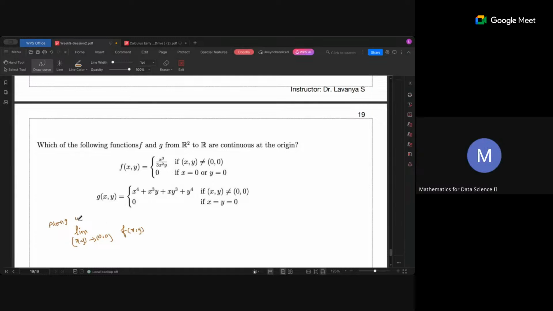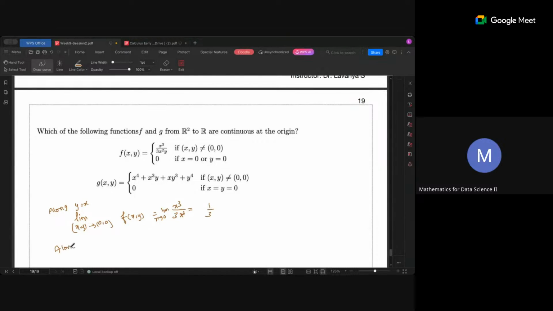Okay, so let us take along y is equal to x. If you are taking along y is equal to x, you will get x cube by 3x cube, limit x goes to 0, which is 1 by 3. Suppose you are getting along y is equal to 2x, then what will you get? What is the limit? 1 by 6. Are they equal? No, ma'am. So the limit does not exist, right?